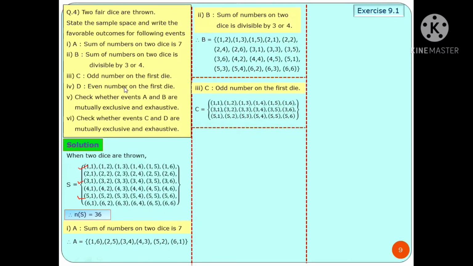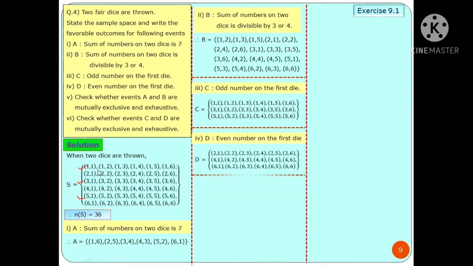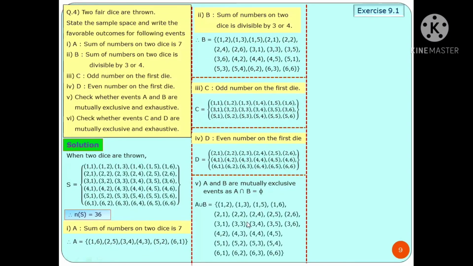Next, event D: even number on the first die. Check the remaining rows, the second, fourth and sixth lines, where the first die shows an even number. Now A intersection B is empty, which means they are mutually exclusive. And the union is not equal to the sample space, hence A union B is not equal to S. So A and B are not exhaustive events.